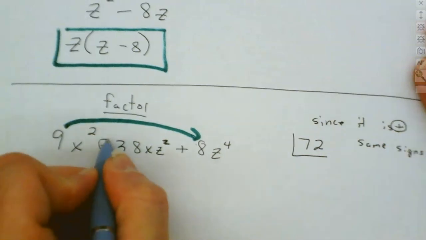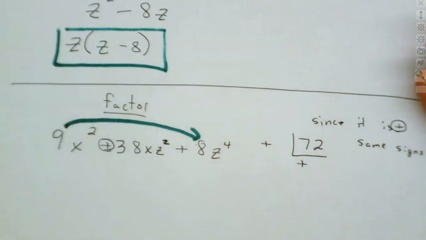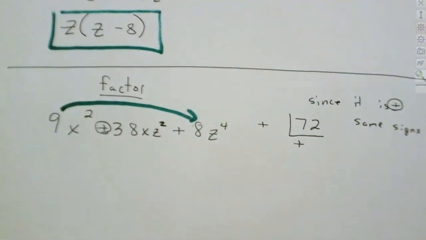What's the sign in the middle? Positive. So that means these are positive. And what do we know about this? How's it going to factor? Most of the time, these would be very easy to factor.